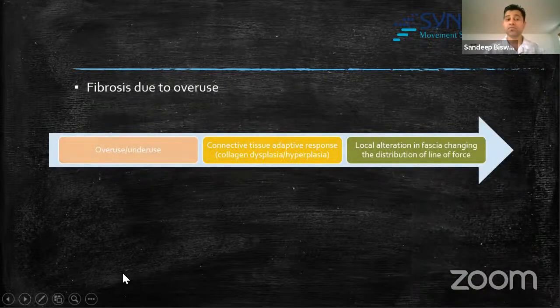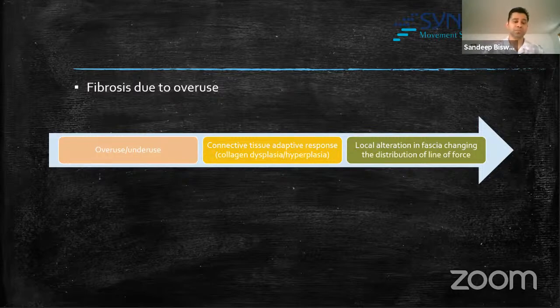Now, the other reason for fibrosis could be overuse. So sometimes you see athletes or patients who are doing a certain motion repeatedly, and that causes an injury. So why does that happen? In such a situation, there is a change in collagen formation. So there is either dysplasia, by which I mean the collagen is not forming properly, or there is hyperplasia, so there is a lot of formation of collagen. Both of them will lead to alteration in fascial force.